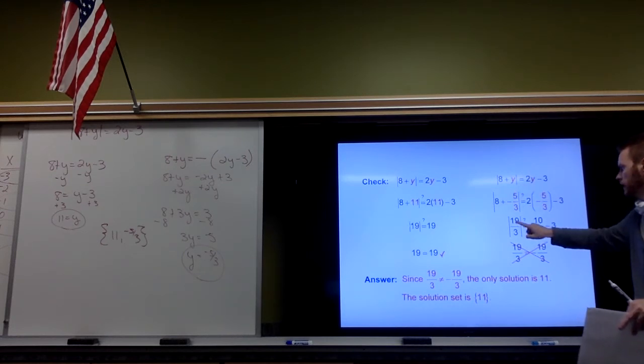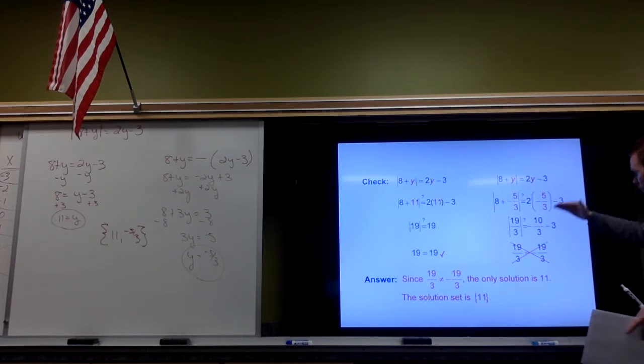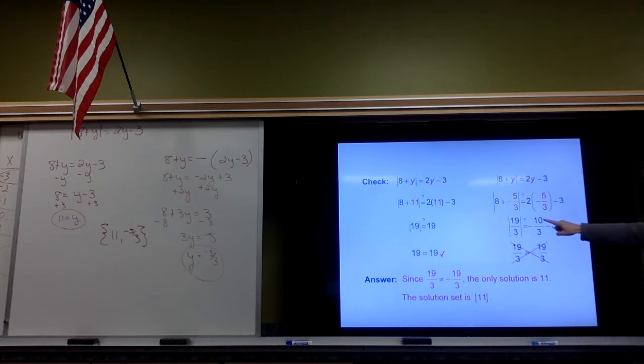Inside the absolute value, I get 19 over 3. On the other side, I get negative 10 thirds minus 3. Okay? I come down to the very bottom. 19 over 3 does not equal negative 19 over 3 when I'm done simplifying. So, that solution didn't work. That's not giving me the correct values that I need.